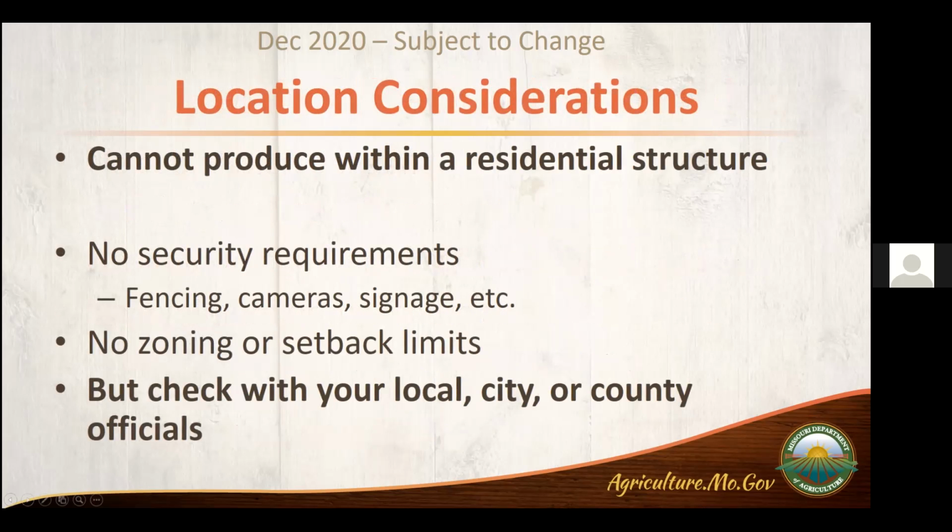When evaluating locations for production, there are a few elements to consider. Once approved, you can produce anywhere within your registered property, except that you cannot produce within a residential structure. This includes even in temporary production like starting seedlings. The program does not have any security requirements such as fencing, cameras, or signage, but you are welcome to include those measures if you see fit. The program does not have any zoning or setback limits, such as required spacing from churches or schools. However, you should check with your local, city, or county officials to ensure you are compliant with any regulations specific to your area.